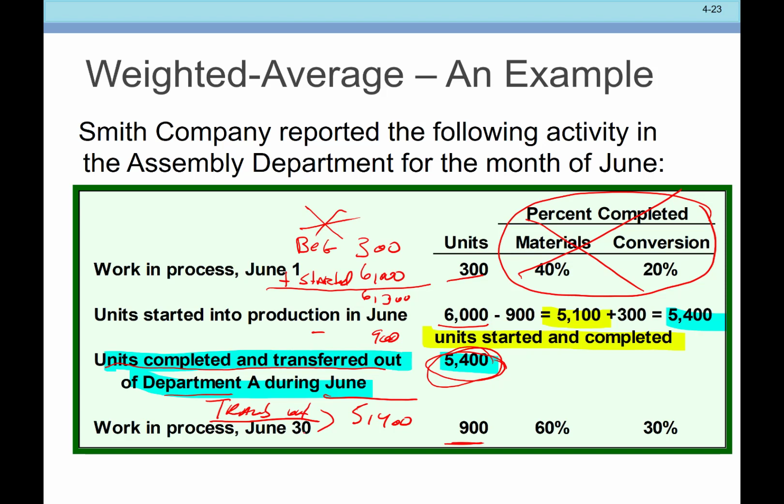It just depends on how the problem is written. If they give you the beginning, they give you the units started, that's going to give you 6,300. They'll always give you the ending. Then you can just back into, well, then we must have transferred out what? 5,400, right? Assuming they just don't explicitly call out that 5,400 that were transferred out to the next.